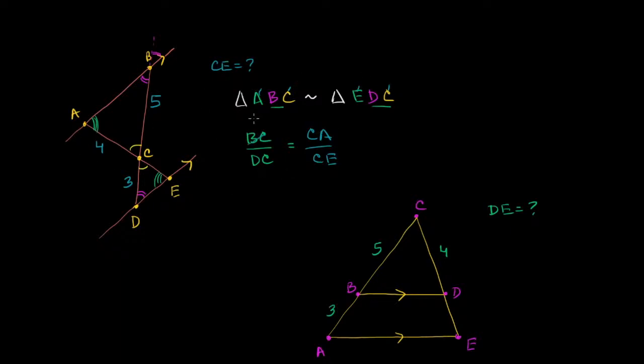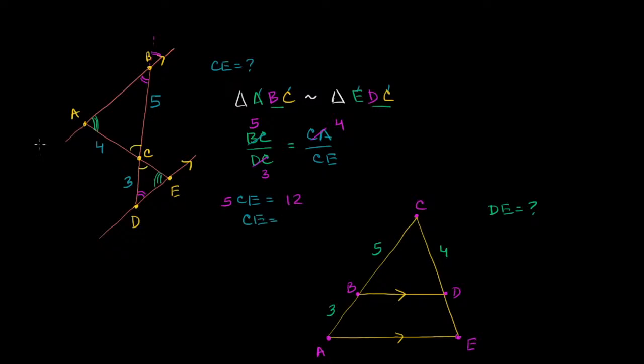And we know what BC is. BC right over here is 5. We know what DC is. It is 3. We know what CA or AC is right over here. CA is 4. And now we can just solve for CE. There are multiple ways you could think about this. You could cross multiply, which is really just multiplying both sides by both denominators. So you get 5 times the length of CE is equal to 3 times 4, which is equal to 12.